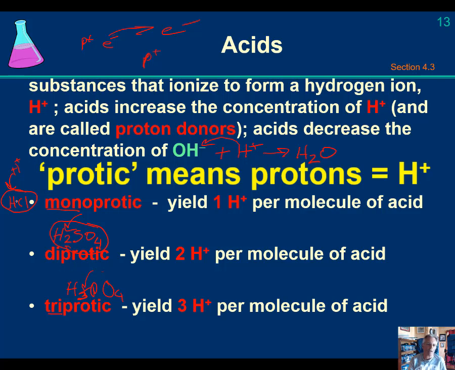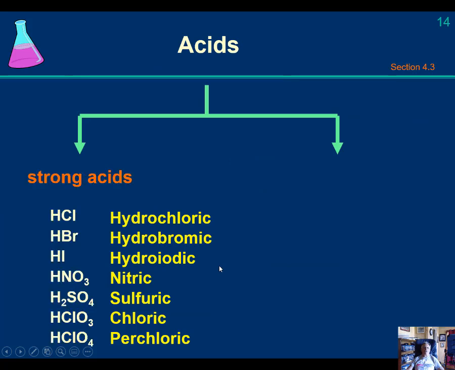And then HCl, HBr, HNO3, those are all monoprotic acids, so it's 1 proton per molecule of acid. All right, so that's all mono, di, and triprotic mean. We have what we call strong acids, and strong acids are strong electrolytes. What that means is they ionize pretty much completely in dilute solutions. So strong acids put lots of ions in solution.